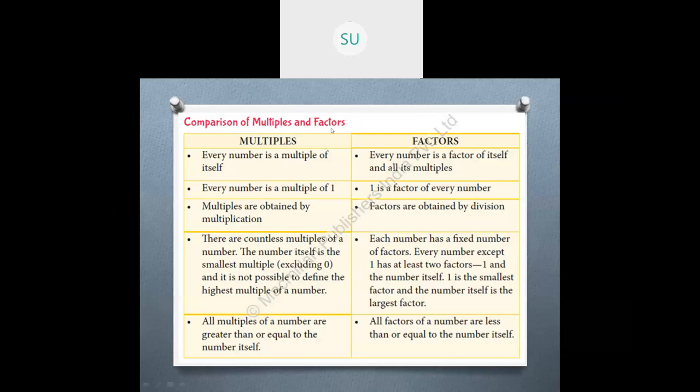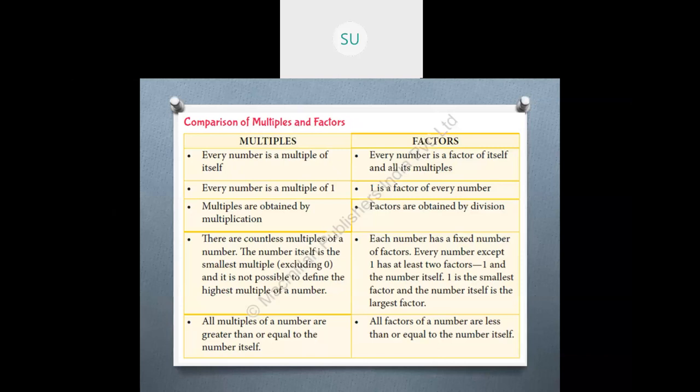Then we saw the comparison of multiples and factors. Every number is a multiple of itself, and every number is a factor of itself and all its multiples. Every number is a multiple of 1, and 1 is a factor of every number.